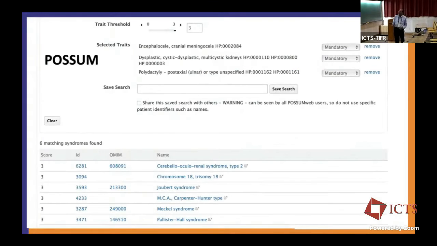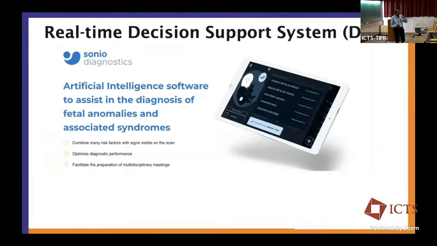Or I can go to another database, which is called POSSUM. In POSSUM, if I add encephalocele and cranial meningocele, then it gives me cerebro-oculorenal syndrome, Joubert syndrome, or Meckel syndrome, which could be there. Then that also has been automated into an AI system now, which we call the Sonio system.